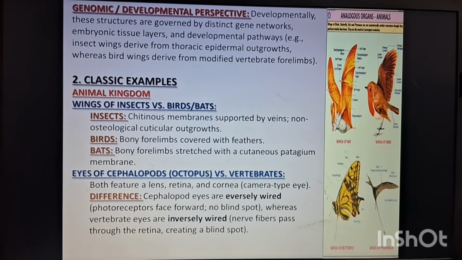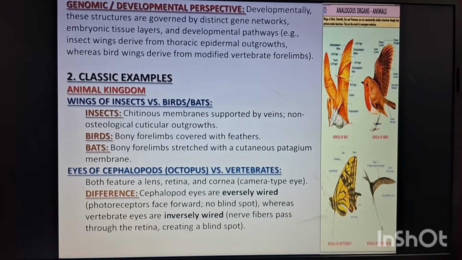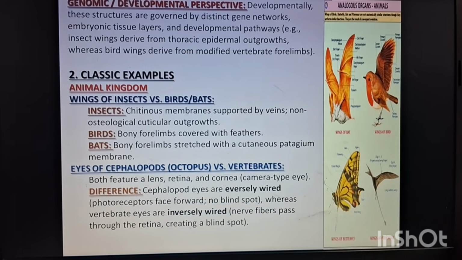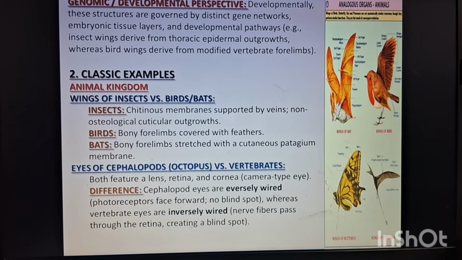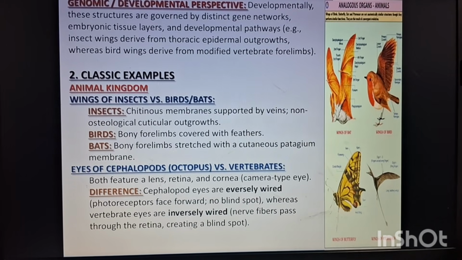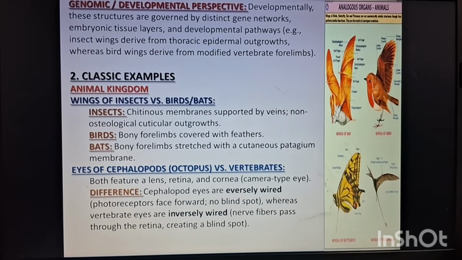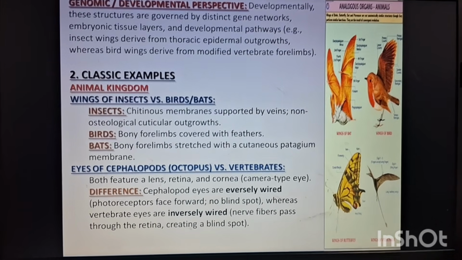Next, eyes of cephalopods versus vertebrates. Both have lens, retina and cornea. It is a camera type eye. And differences: cephalopod eyes are everse wired and photoreceptors face forward, no blind spot. Whereas vertebrate eyes are inverse wired, that is nerve fibers pass through the retina, creating a blind spot.